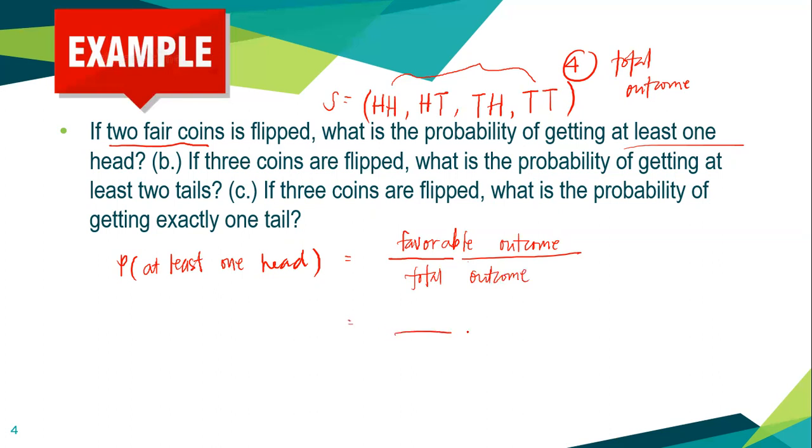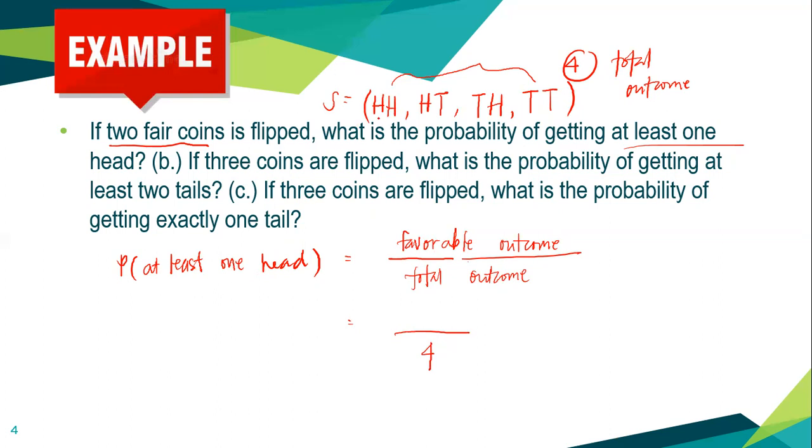Again, yung total outcome natin is 4. So, unahin na natin siya kasi alam na natin. Ngayon, ilan yung favorable outcome? Again, favorable outcome, ilan ba yung outcome na magbibigay sa'yo ng event na to? At least merong isang head.